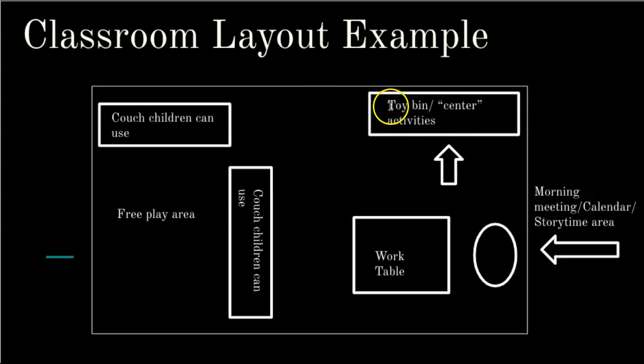Over here is the toy bin and center activities. This is their work table for small groups and individual work. This is a rug, and along this wall is the morning meeting calendar and storytime area. Days of the week and numbers are all along this wall. Letters are all along this wall. There's a little section over here of different books that they can read. And right over here is the front door, and they have a huge front yard to play in.